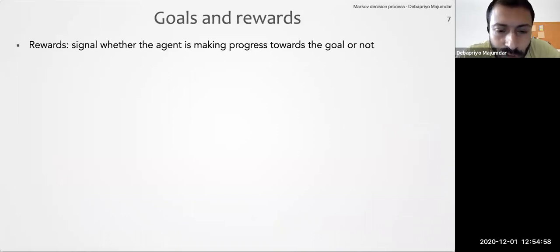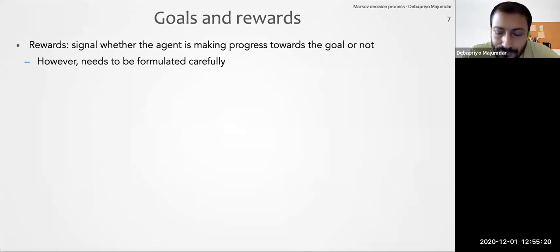So what is a goal? The reward is something we have already been talking about, and we have informally understood that the goal is getting high reward, right? So it's like making more money kind of a thing. So rewards are essentially signals whether the agent is making progress towards the goal or not. But goal is something which we have not formally defined. Now, what should the reward be, and what is actually our goal?